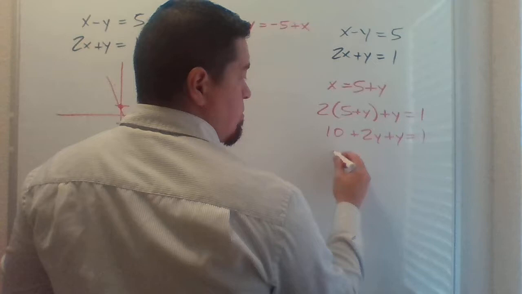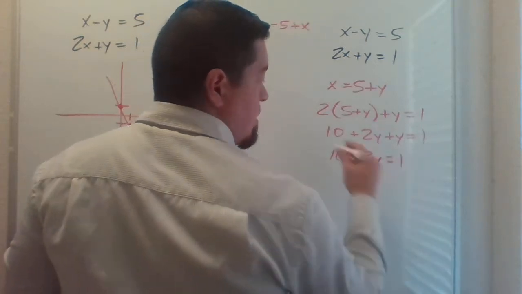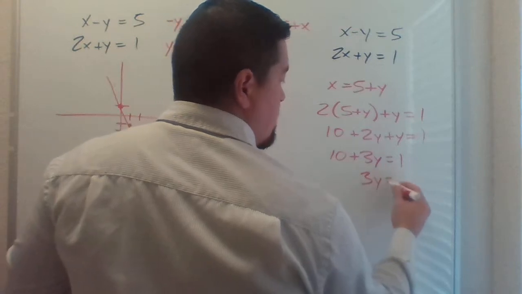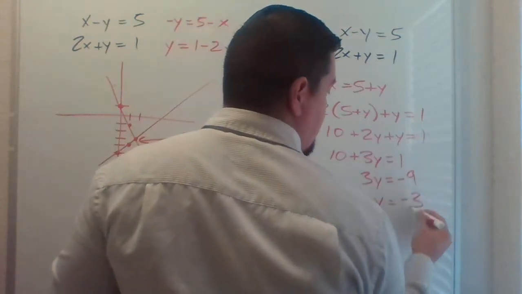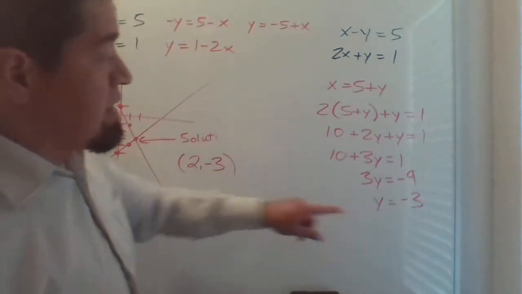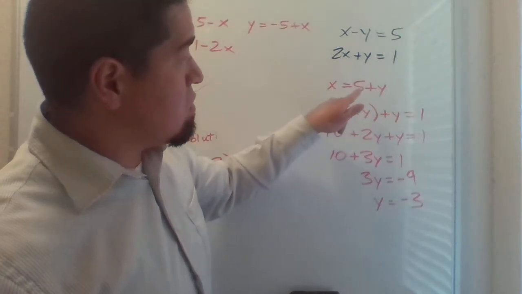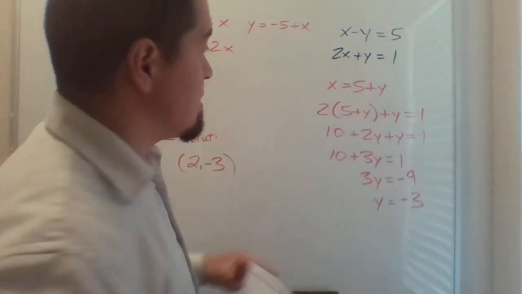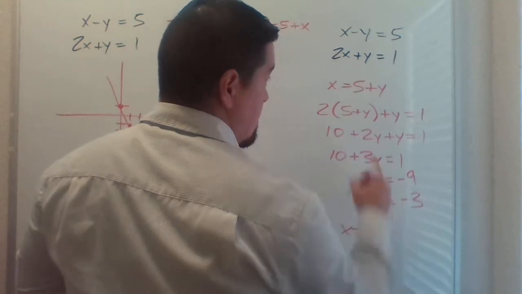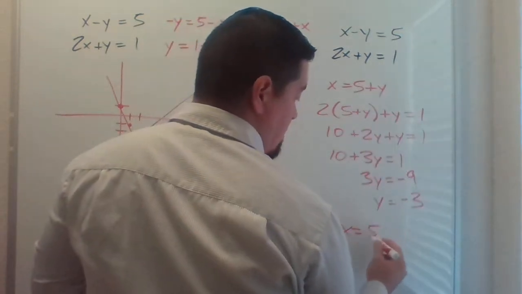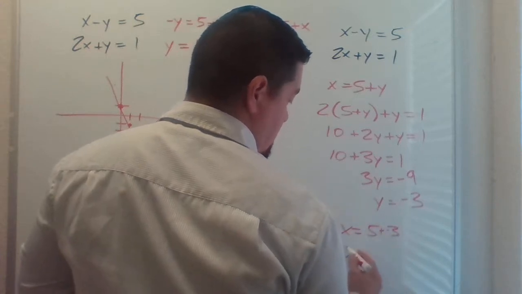That's going to add up to 3y. And then subtract 10, you'll get -9, and then divide by 3, you'll get -3. And then so now that we have y equals -3, I can go ahead and put this to solve for x into that one. So that would be x equals 5 plus -3, which tells me that's going to be 2.